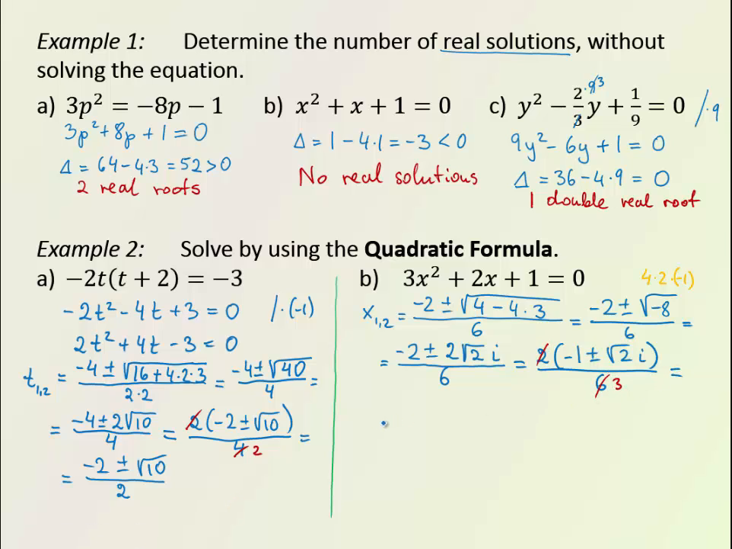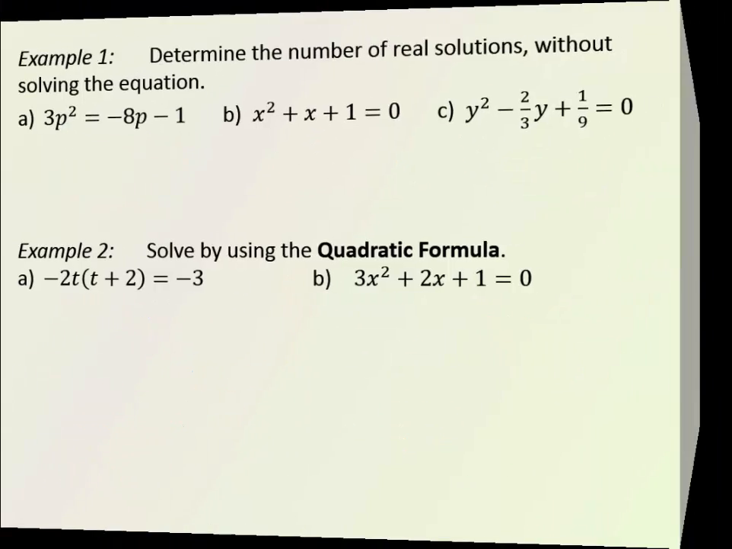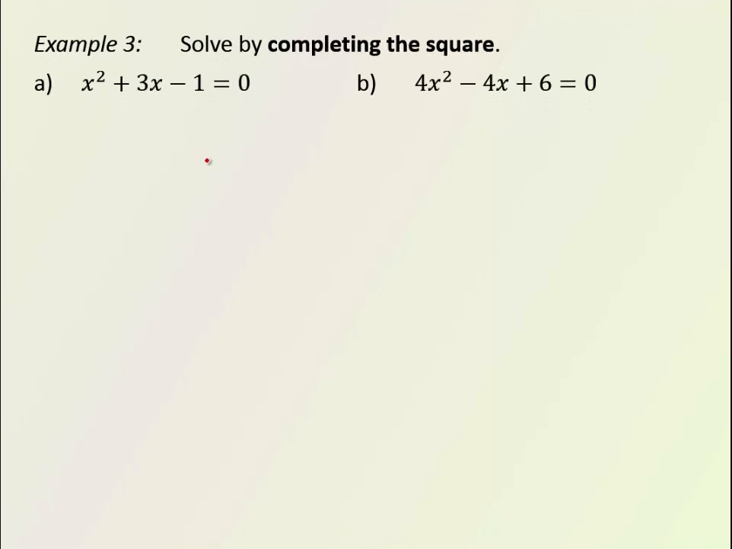So the final answer is negative 1 plus minus root 2i, where the i is outside of the root, over 3. In the next two examples, we'll practice the completing the square method.